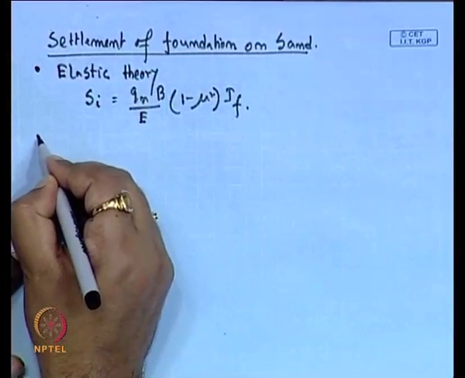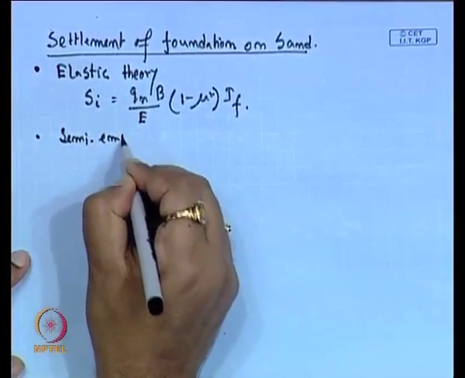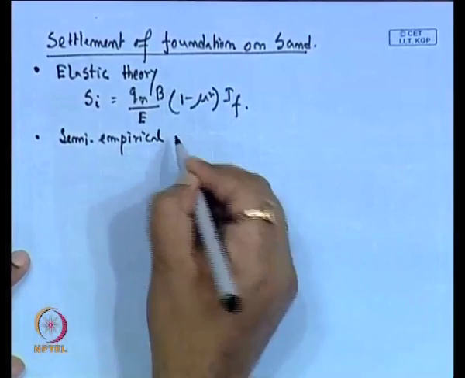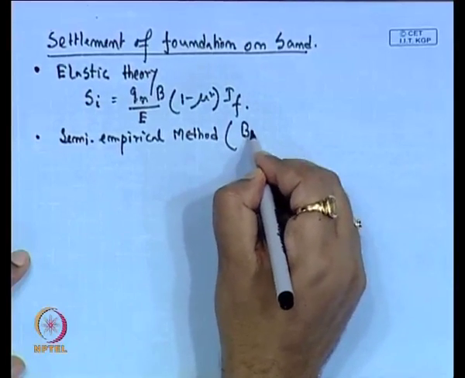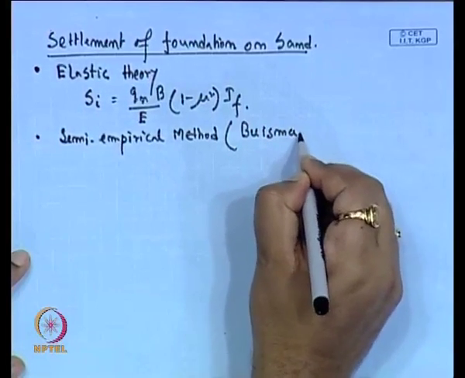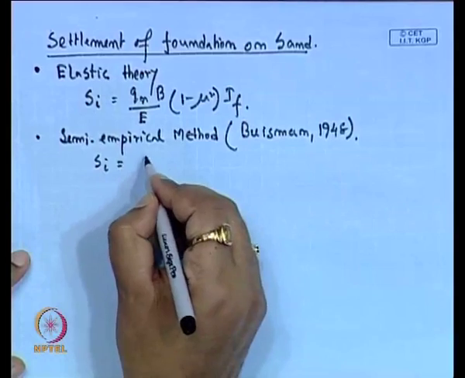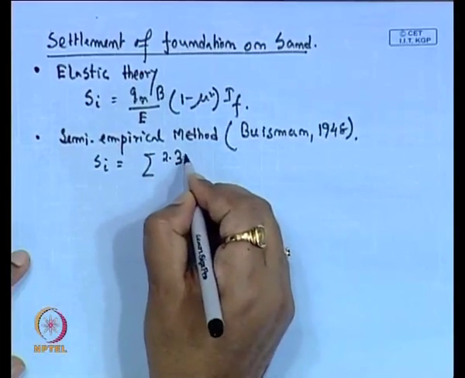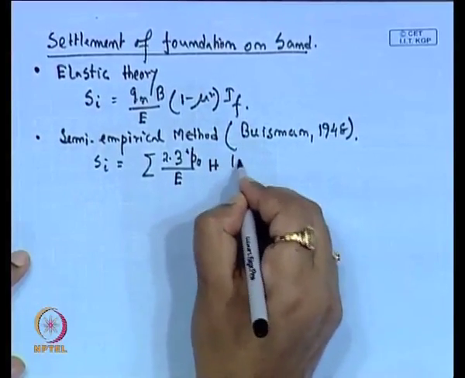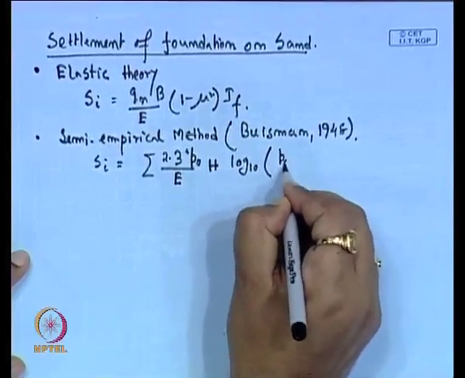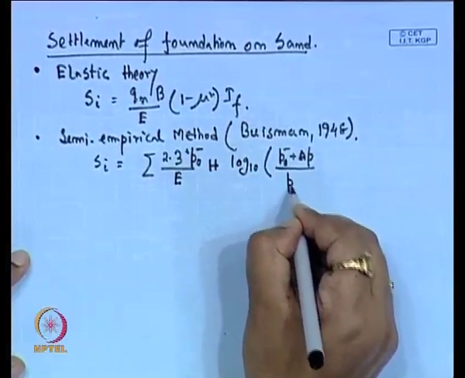The next method is the semi empirical method, which I have just explained. It is given by Buisman in 1948, where I calculate summation of 2.3 P 0 bar by E into H log 10 of (P 0 bar plus del P 0 bar) by P 0 bar.